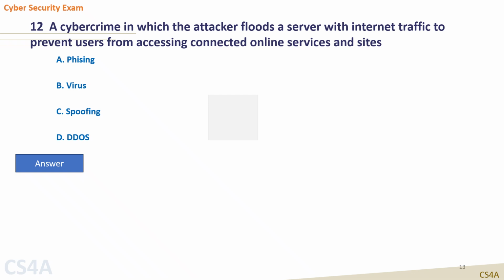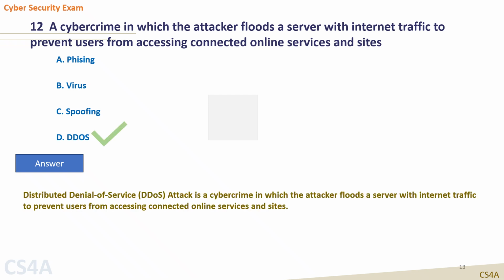Here the question is a cyber crime in which the attacker floods the server with internet traffic to prevent users from accessing connected online services and sites. So here the keyword is flood the servers. Phishing, virus and spoofing are not related to flooding the server. So the answer is D, distributed denial of service.